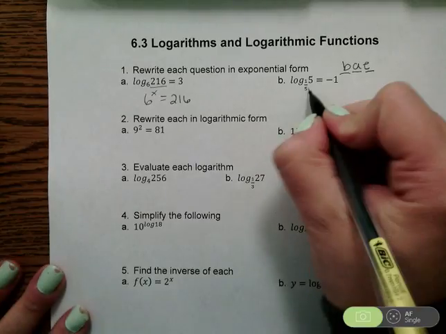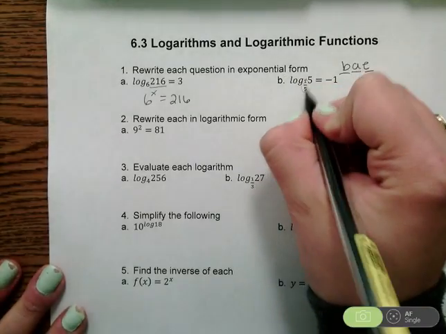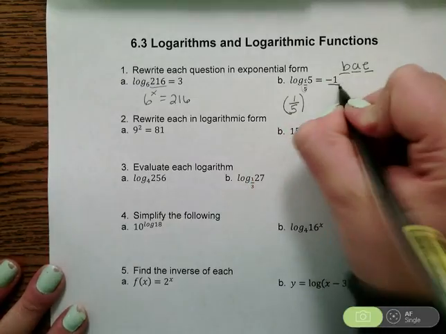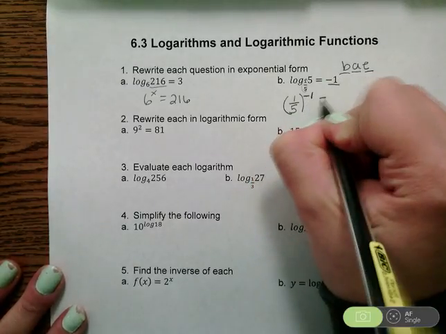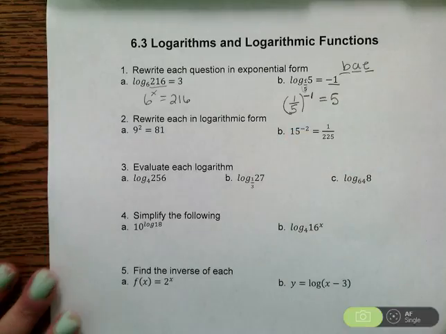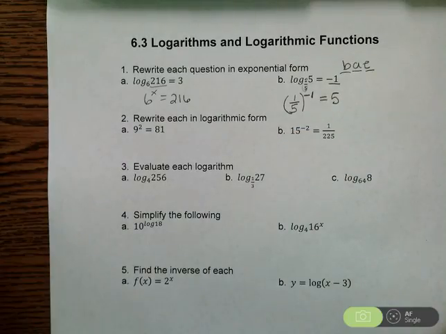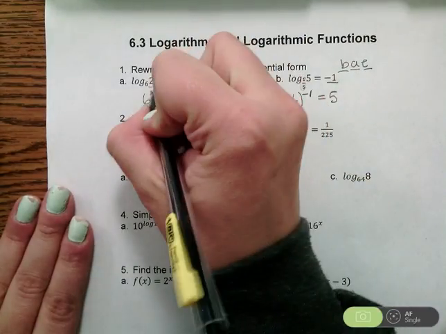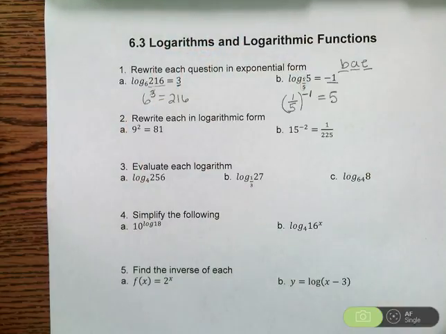So here on B, the base of our logarithm stays as our base. The answer becomes your exponent, and what you were taking the logarithm of is now your new answer. It should also make sense. This should not be an x, that should be a 3, because that was our answer. Great.